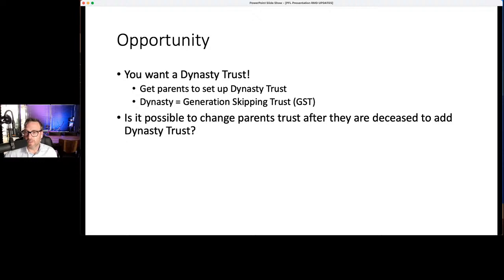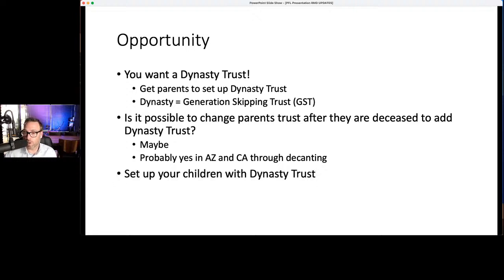Here's a topic I love. I think it's interesting. Is it possible to change a trust after your parents are deceased to add a dynasty trust? Maybe, definitely maybe. I would say probably yes in Arizona and California through the decanting statutes. Decanting is a way to non-judicially change an irrevocable trust. So lots of opportunities there to fix a bad trust. If they should have had the dynasty planning in there, but it didn't get updated or it got lost because of an amendment or something like that, it may be possible to add it in after the fact.